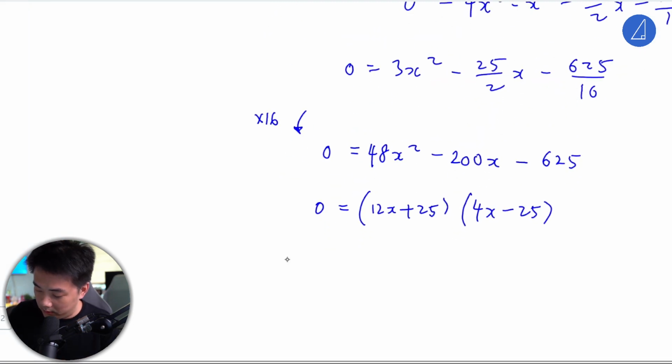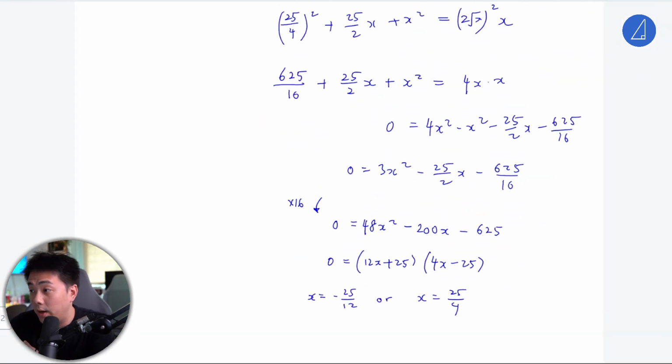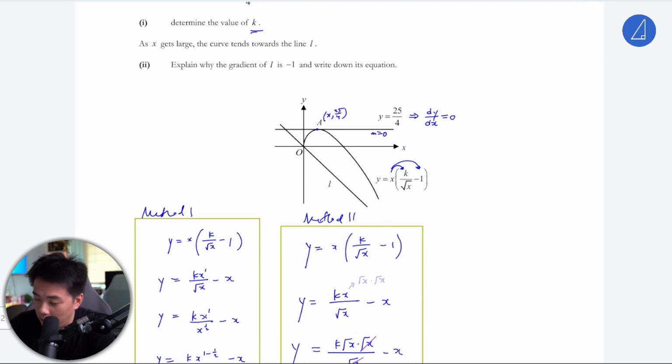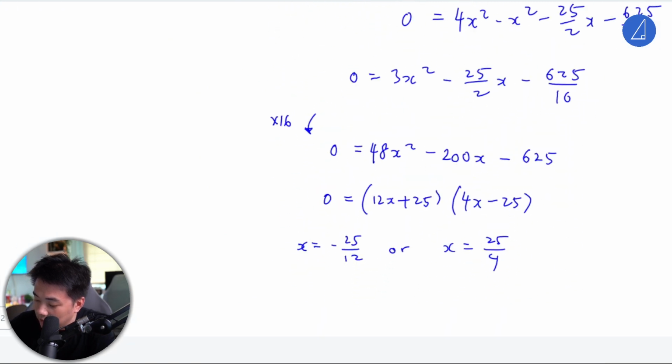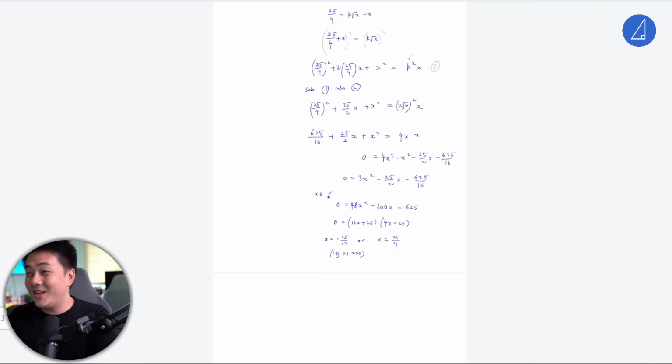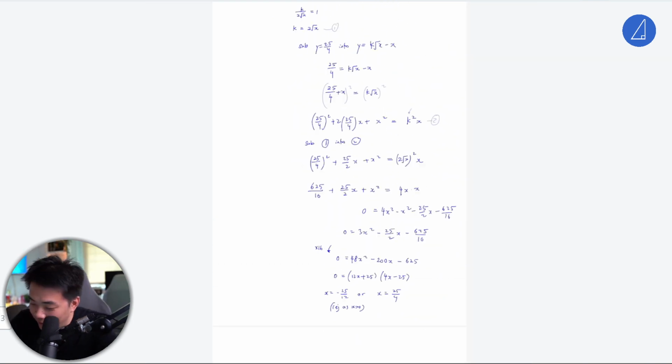So x equals negative 25 over 12, or x equals 25 over 4. Now, you know that A has only 1 point, so you need to reject 1, right? The x coordinate of A, there's only 1 point here. So this point has to be rejected, as x is bigger than 0. Okay, so there you go. So A has an x coordinate of 25 over 4.